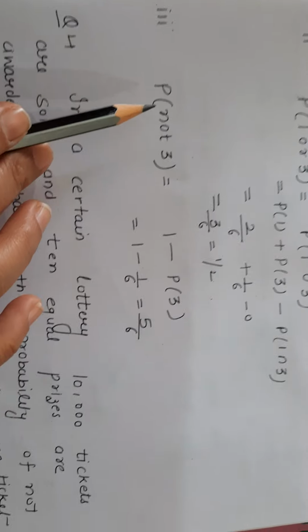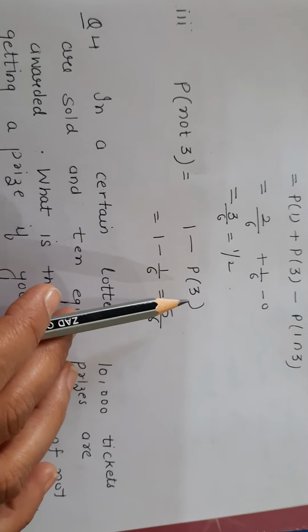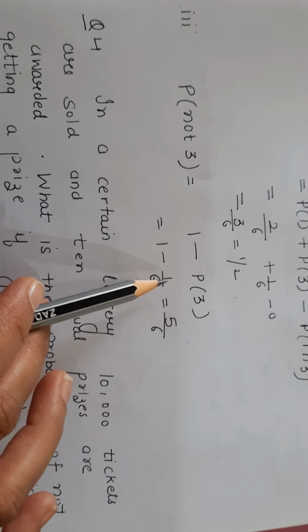The third part, probability of getting not 3. Not 3 means 1 minus probability of getting 3. So this is 1 minus the probability of 3, which is 1 by 6. Answer is 5 by 6.